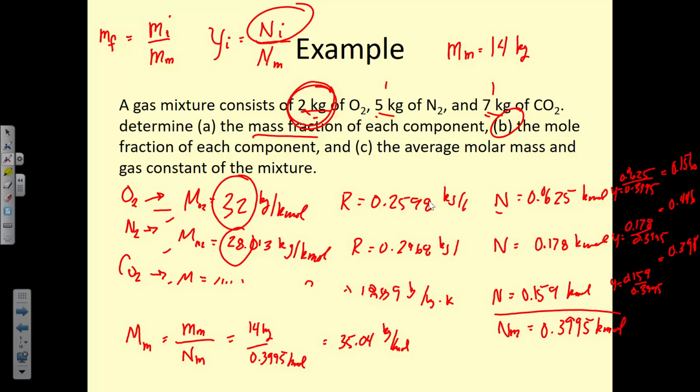And then similarly, our R value of the mixture is equal to the universal gas constant divided by the molar mass of the mixture, which we just solved for. So it's 8.31447 kilojoules per kilomole Kelvin divided by 35.04 kilograms per kilomole. This gives us 0.237 kilojoules per kilogram Kelvin.